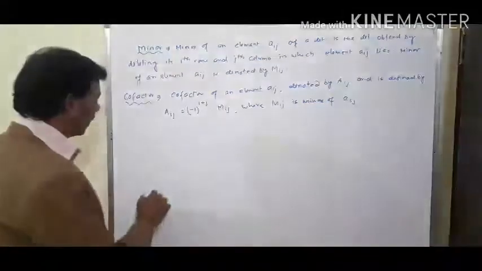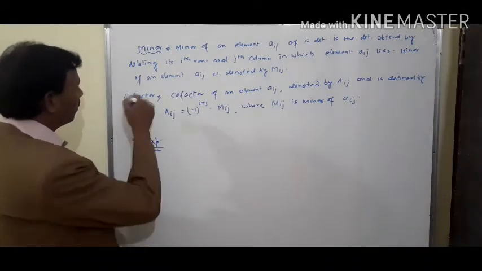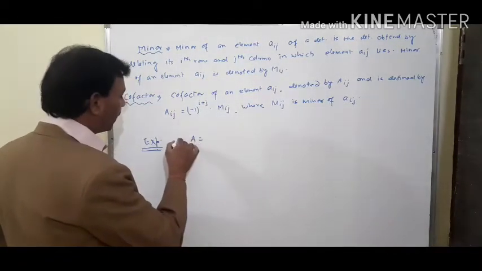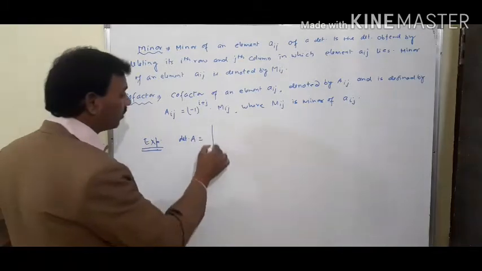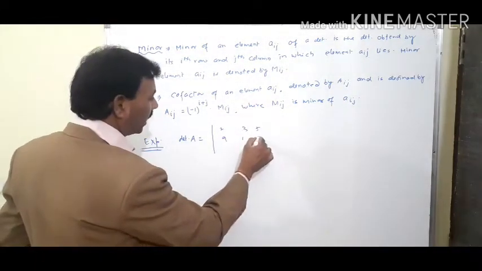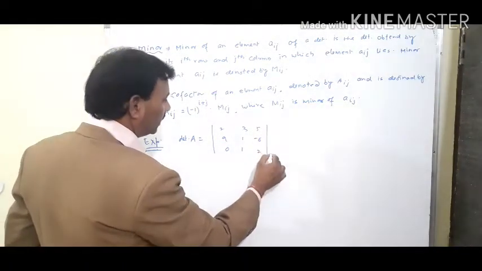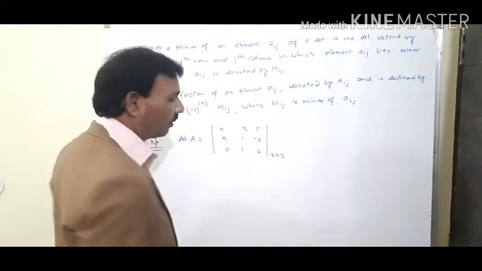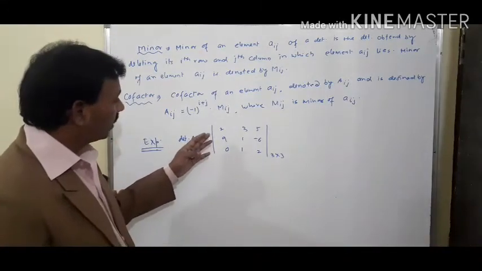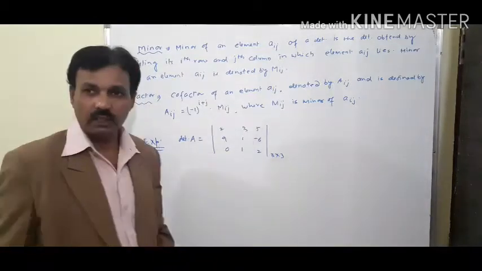Now we take an example related to minor. Suppose determinant A equals 1, 2, 3, 5, 9, 1, minus 6, 0, 1, 2. This is a determinant of order 3. Now we can find the minor of each element of this determinant.